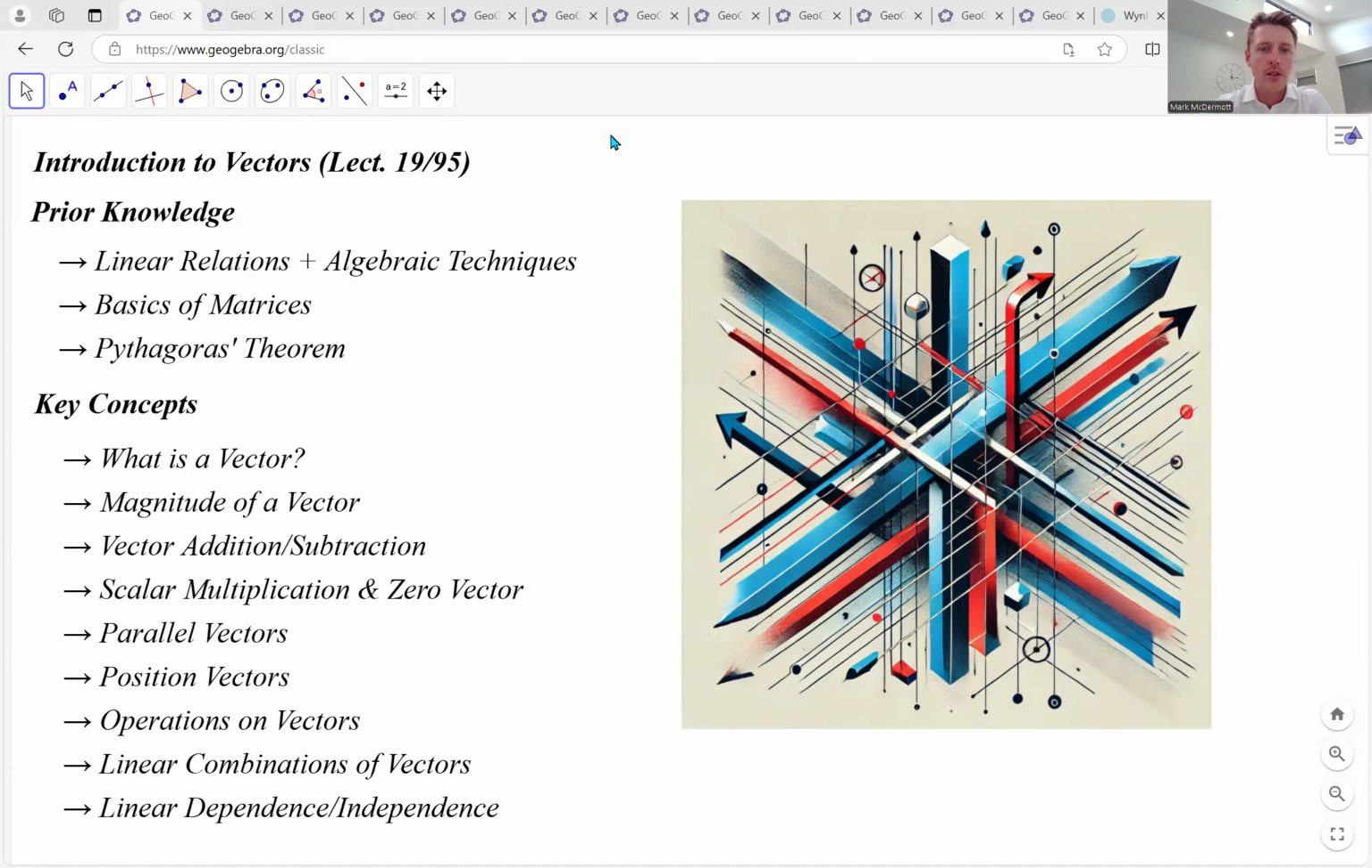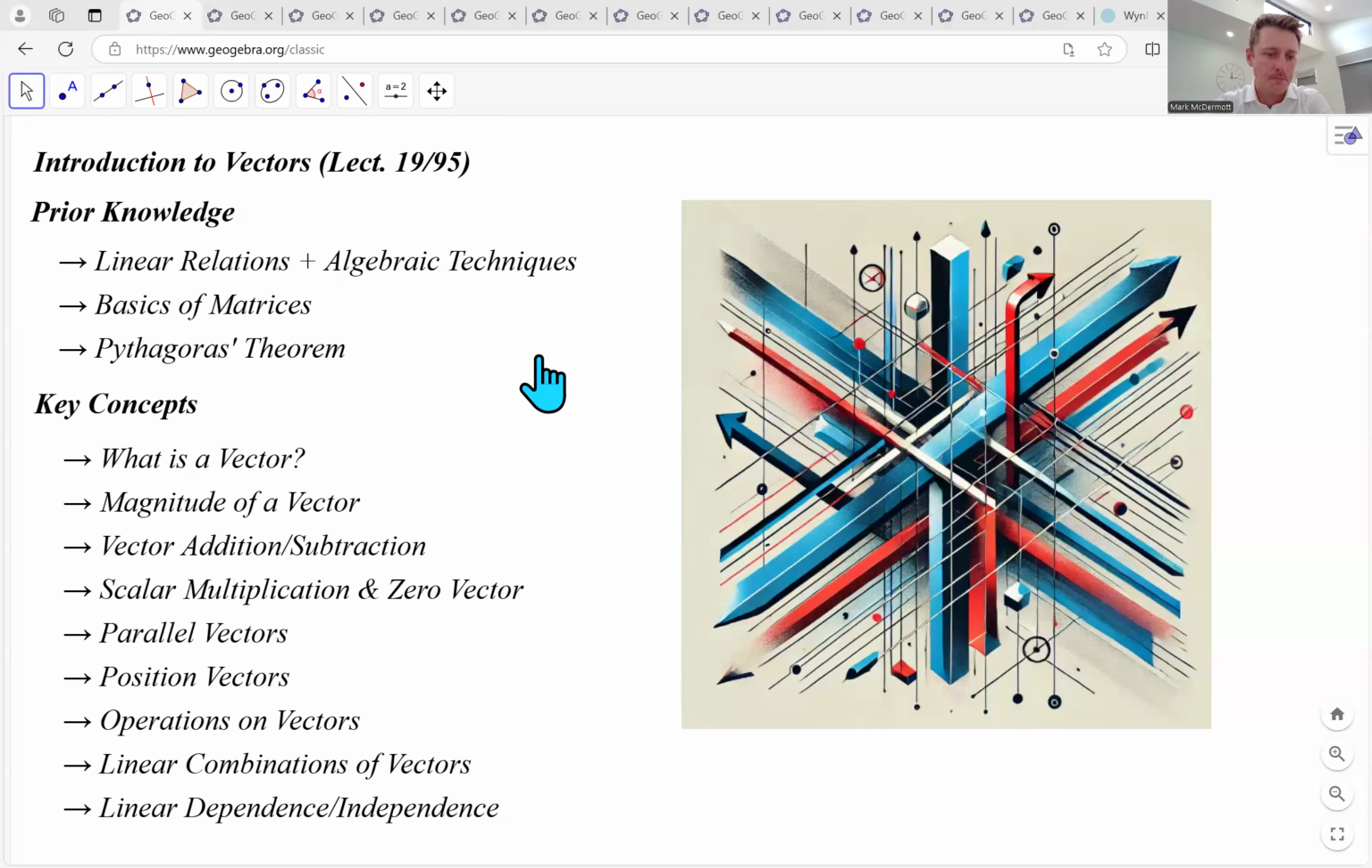Some of the prior knowledge for this will be linear relations and algebraic techniques, the basics of matrices and Pythagoras' theorem. But I'm assuming that if you're looking at this, you've got a pretty sound foundation with some of the prior concepts that you need in order to be doing specialist maths.